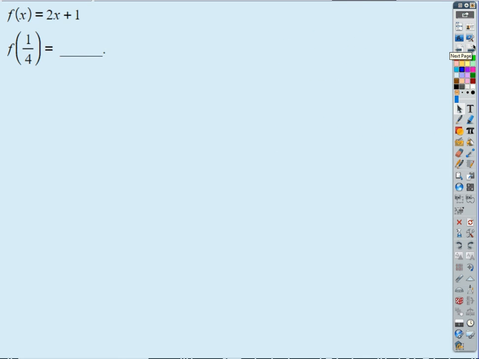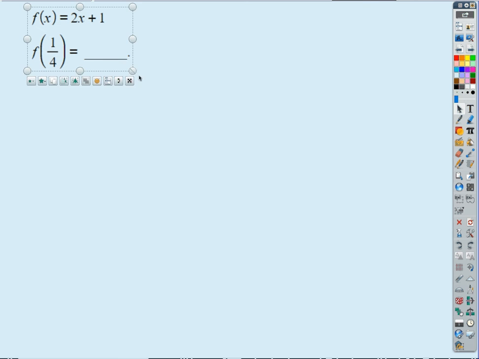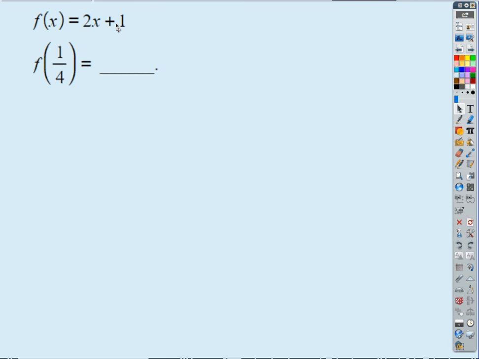Okay, so now what about this stuff? So here's where we just have to understand what it means to evaluate a function, right? So we've got this function they're defining for us, f of x equals 2x plus 1. And we want to know, what is f of 1/4? Well, what does that mean, f of 1/4? It just means that the x is 1/4. That the x value we're plugging in is 1/4, right? So then f of 1/4, it means x is 1/4.